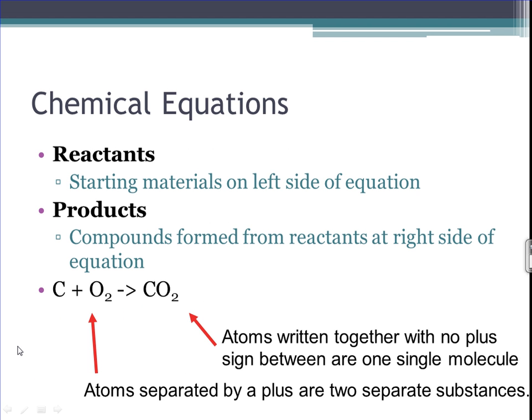So, chemical equations need reactants, which are your starting materials, and they're always going to be listed on the left side of the equation, and products, which are the compounds formed from the reactants, are always listed on the right side of the equation. So in this equation we have carbon plus oxygen equals carbon dioxide. The atoms separated with the plus sign are 2 separate substances, in this case 2 separate atoms. The atoms written together with no plus sign between them are one single molecule. The arrow indicates that a chemical reaction or change has occurred.